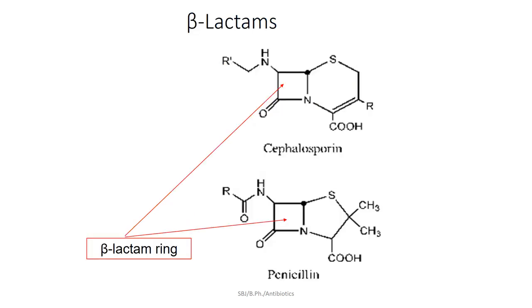For example, penicillins and cephalosporins. These are the two subclasses of beta-lactam antibiotics. In case of penicillins, the fused ring system consists of beta-lactam ring and thiazolidine ring, whereas cephalosporins consist of beta-lactam ring fused with dihydrothiazine.